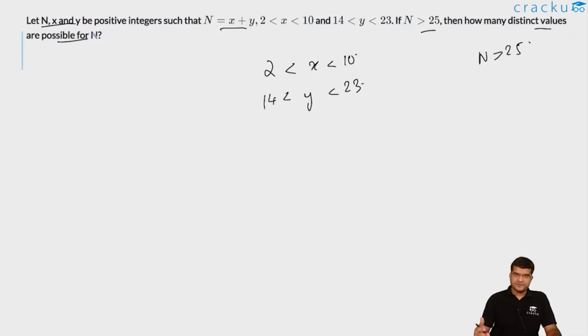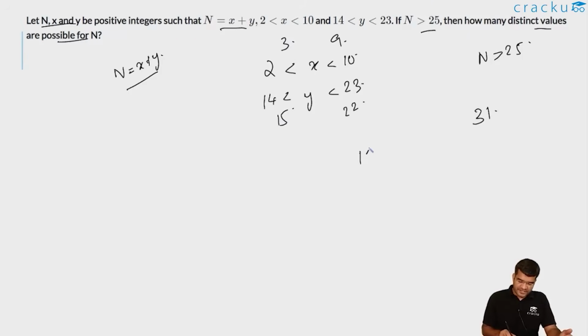So what is the maximum possible value of n? Because n is equal to x plus y, let us try to find out the maximum value of x, that will be 9, and the maximum value of y, that will be 22. So the maximum value of n will be 31. And what is the minimum possible value of n? The minimum value of x is 3 and the minimum value of y is 15. So the minimum value of x plus y will be equal to 18.